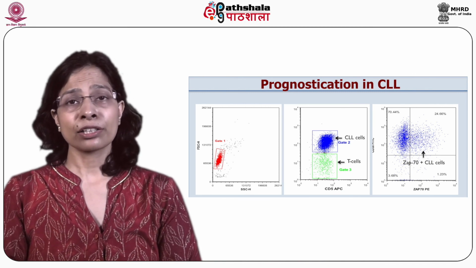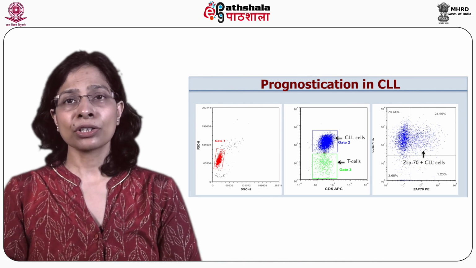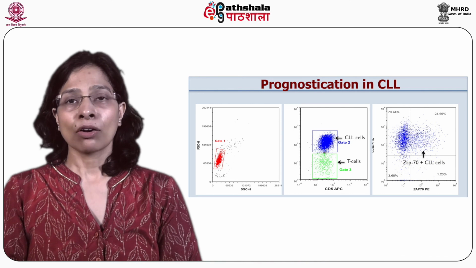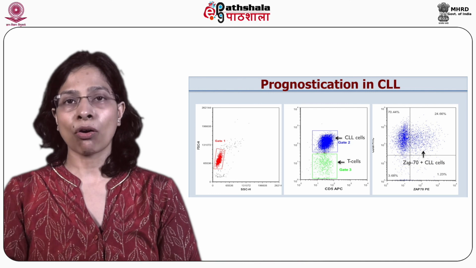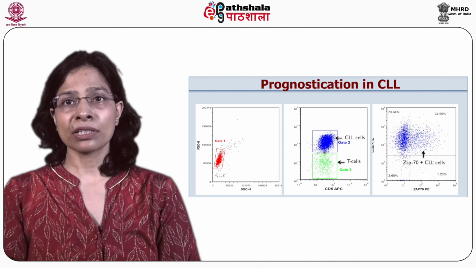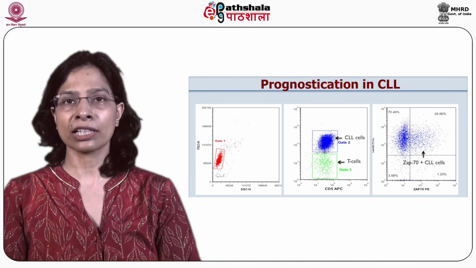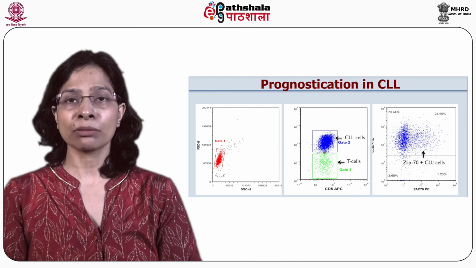Using this technique, in this particular example, the CLL cells have been identified, and now the expression of prognostic markers ZAP70 and CD38 has been looked at using flow cytometry. Now, if you see, using this technology, we could identify what percentage of the CLL cells express ZAP70 and what percentage of them express CD38 and what percentage co-express both CD38 and ZAP70. This information is useful in predicting prognosis and treatment outcome in patients with chronic lymphocytic leukemia.